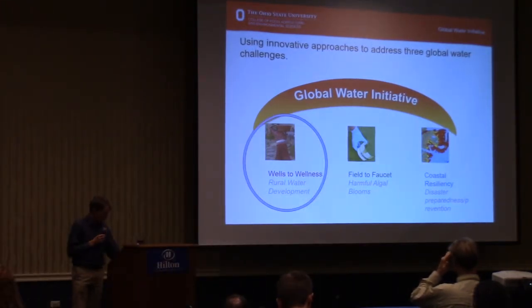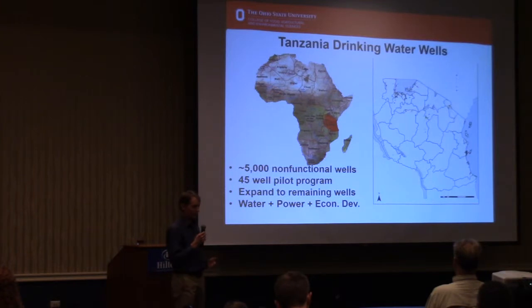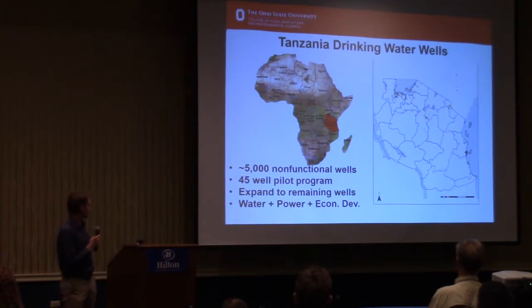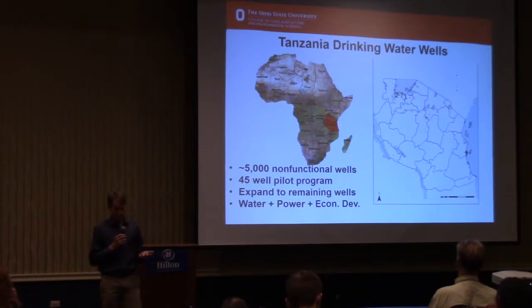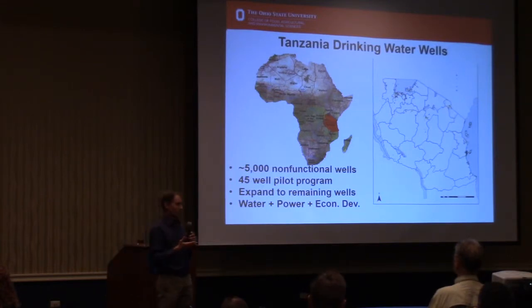First, starting with Wells to Wellness. We've initially decided to focus in Tanzania. The agricultural college of which I'm a part at Ohio State has a pretty long relationship with Tanzania, so it was a logical place for us to start out. And looking just at Tanzania, there's approximately 5,000 non-functional wells. One of the earlier speakers spoke about, is it better to do something than do nothing? But you really need to have a long-term plan. And what a lot of NGOs have done is they've gone in and installed drinking water wells in developing countries. And then after half a year, 2 years, these drinking water wells stop to function.